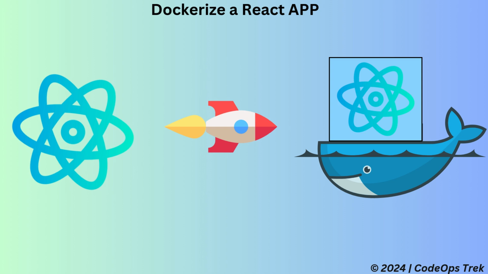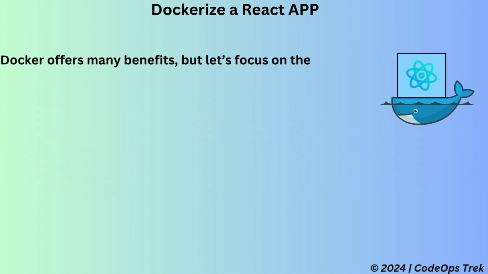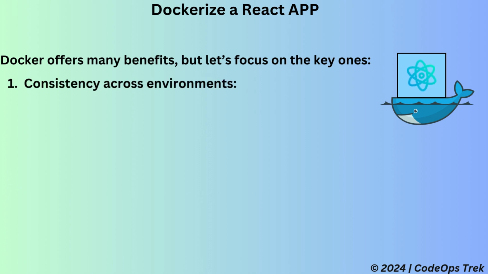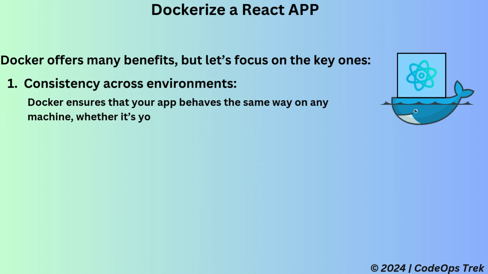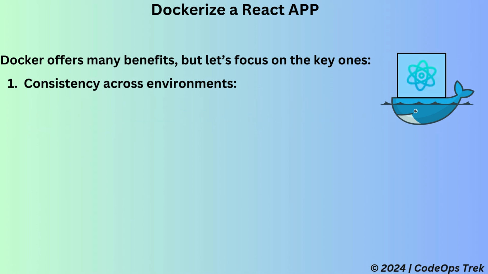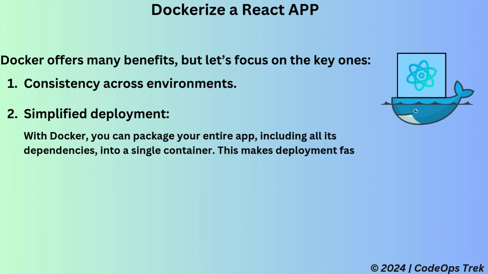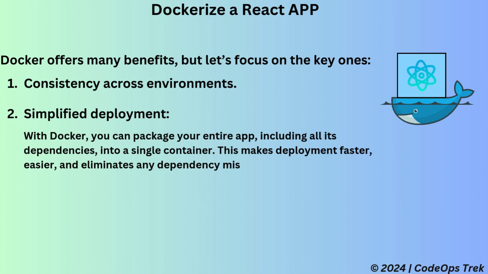First, let's talk about why you should Dockerize a React app. Docker offers many benefits, but let's focus on the key ones. First, consistency across environments. Docker ensures that your app behaves the same way on any machine, whether it's your local development environment, the cloud, or a production server. Second, simplified deployment. With Docker you can package your entire app, including all its dependencies, into a single container. This makes deployment faster, easier, and eliminates any dependency mismatches between environments.